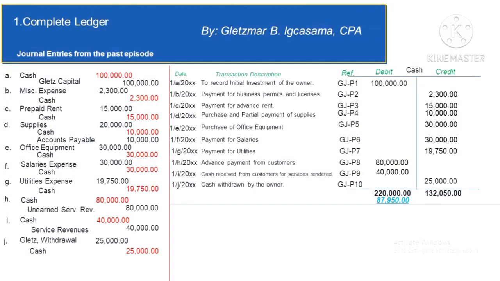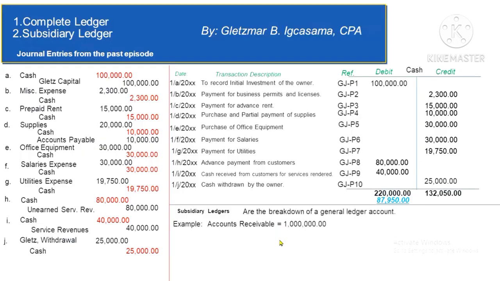The second that I would like to emphasize is more like an additional knowledge, and it is about subsidiary ledger. Subsidiary ledgers are the breakdown of a general ledger account. What does it mean? It would be easier if we go directly to the example. Example, you have an accounts receivable of 1 million because you sold your goods or services to customers A, B, and C on credit or on account.